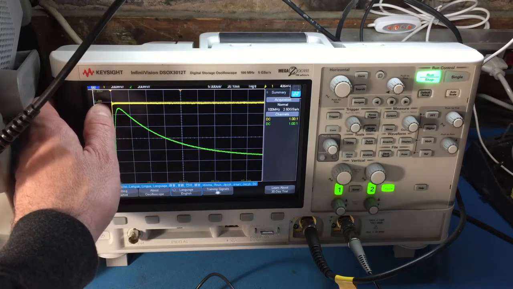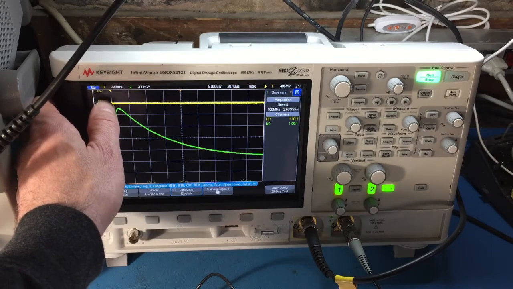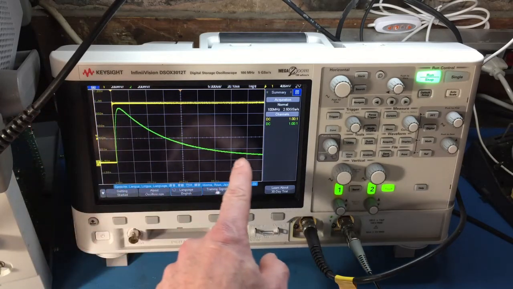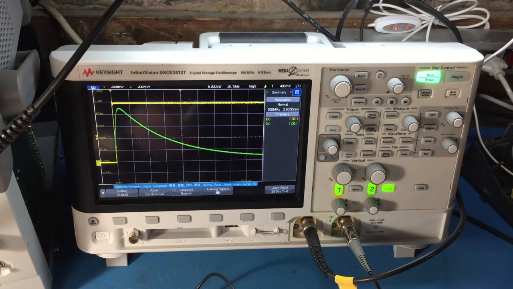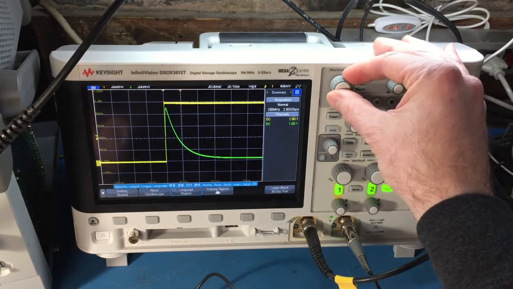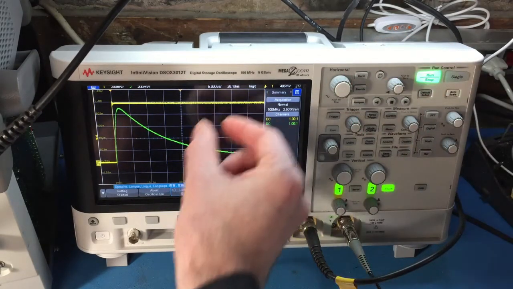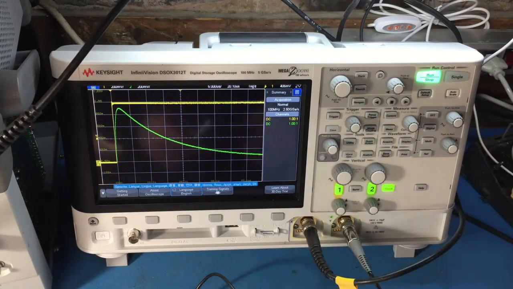I'm trying not to touch the screen because it's a touch screen. And it decays from that 1 volt, and then it exponentially decays down as it asymptotes to 0. If I change the time scale, you can see that that's happening right there. But I made the time scale small so that I could see closely what's going on.